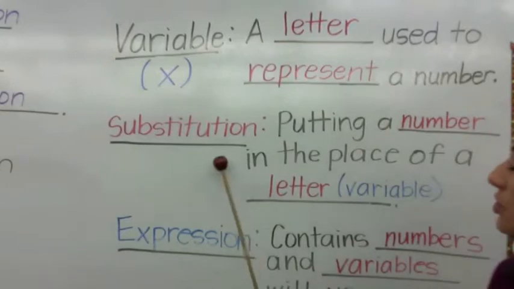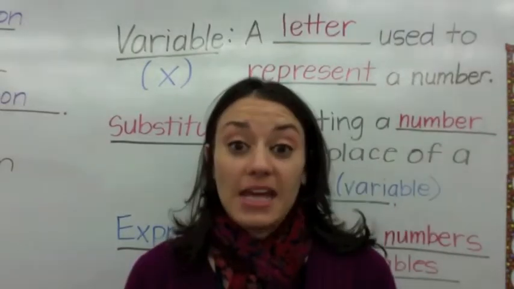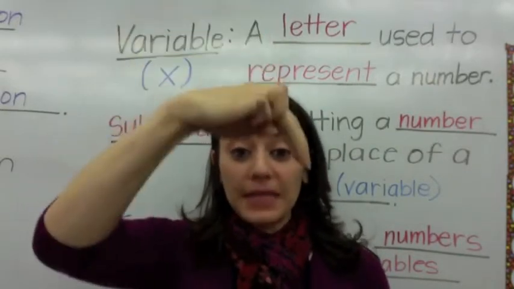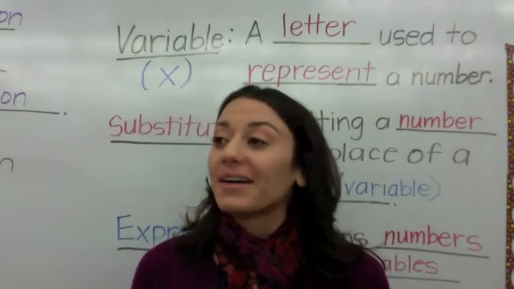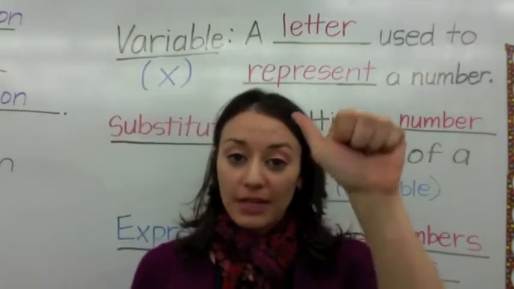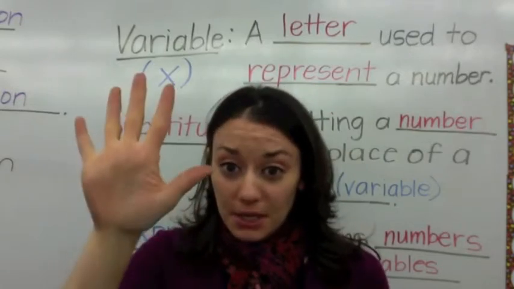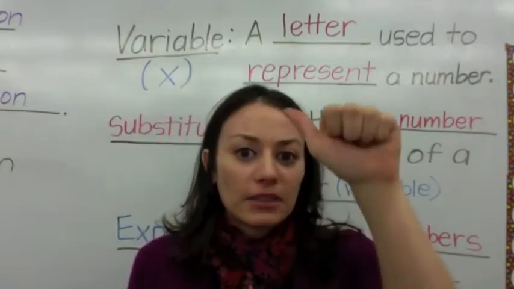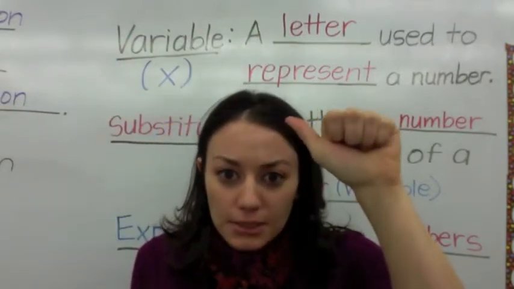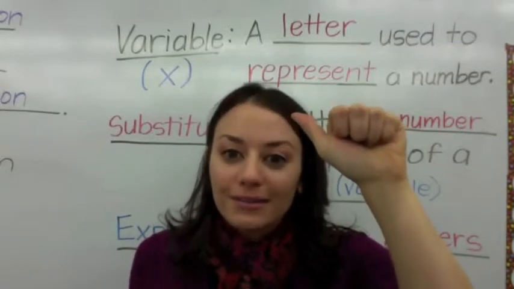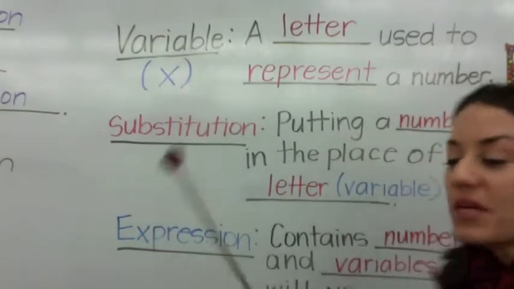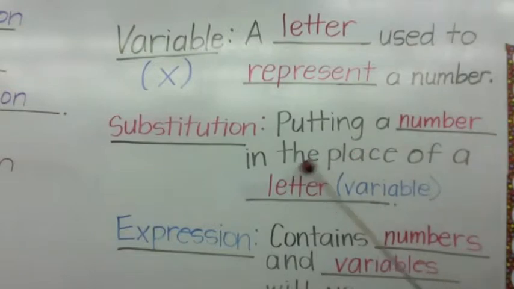All right, so substitution, you can repeat after me. Substitution: putting a number in the place of a letter. And just in case you didn't notice from yesterday, this is a number. The number is 5. I'm putting it in the place of a letter. Do you know what letter this is in sign language? It's A. That's right, because sometimes the variable can be A. So say substitution: putting a number in the place of a letter. And another word for letter is variable.